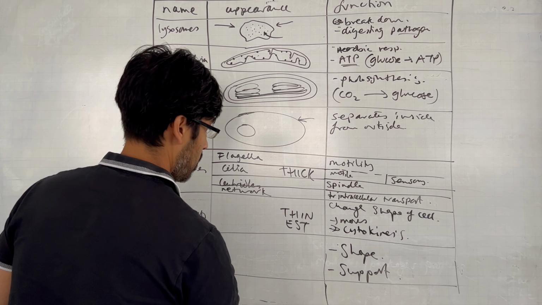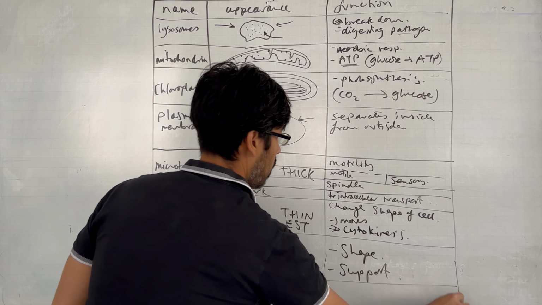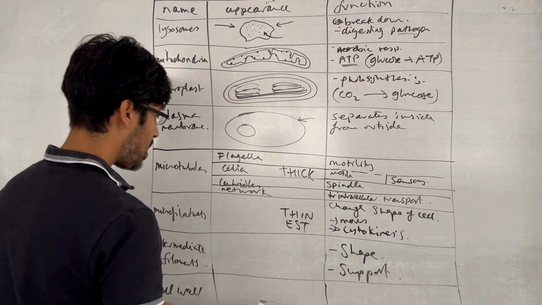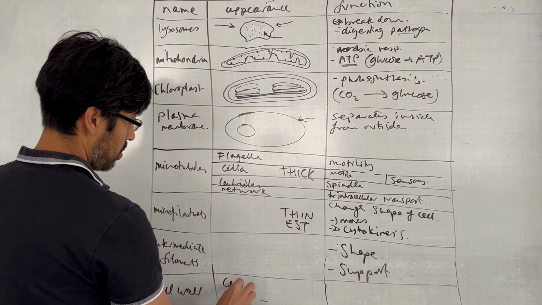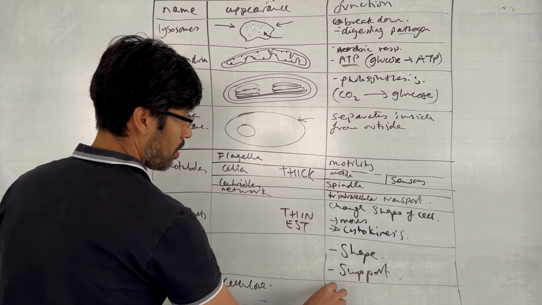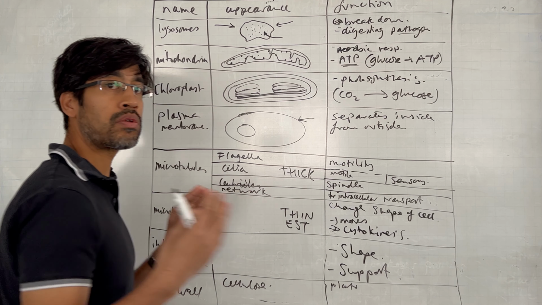And I'm sure I've forgotten some stuff. One last thing would be cell wall. Okay, now the cell wall that we need to know about in detail is the cellulose cell wall, but the cellulose cell wall is in plants, right? And it gives support to the plant cells.